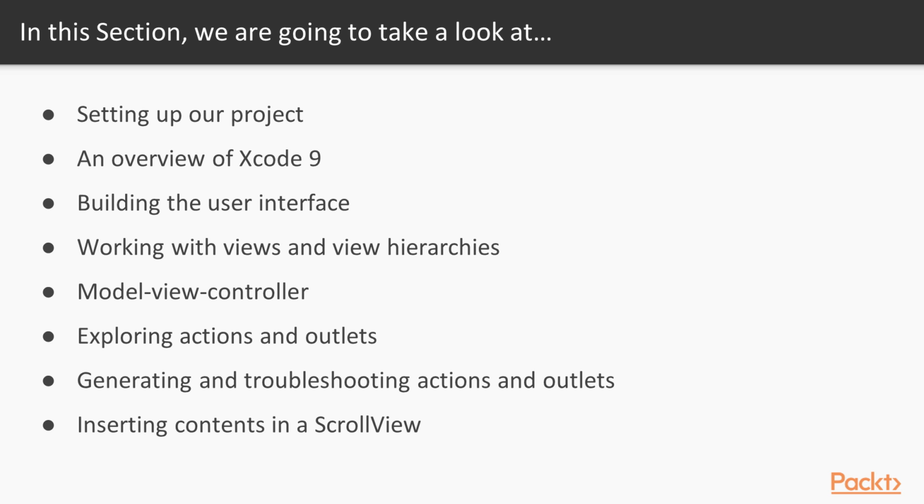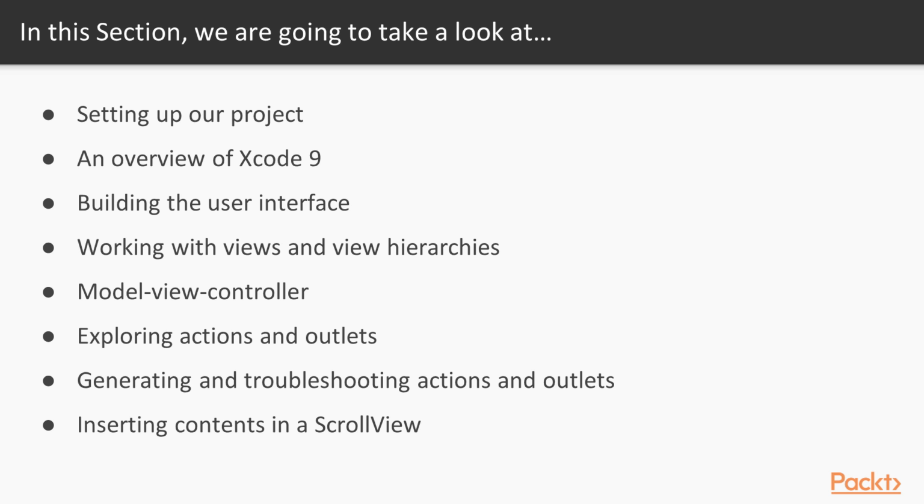We will see how views are set up and the hierarchy that they live in. We will discuss Model View Controller and what that means for the applications we build. We will take a look at actions and outlets and how they are hooked up into our interface. We will also generate these actions and outlets and see some of the general problems that we will run into when using actions and outlets.